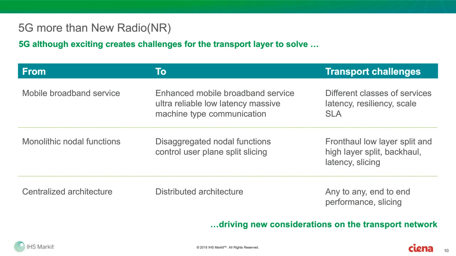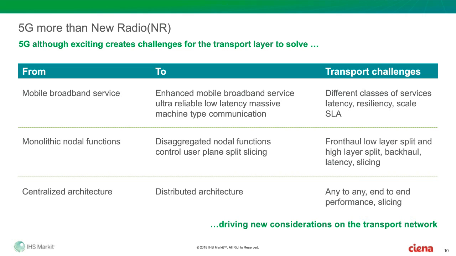The first one is what I call the mobile broadband services. That is basically what we as consumers are consuming today. This is moving us into more an enhanced mobile broadband service, but more so the ultra-reliable low-latency services and also the machine-type communication. And this means that the network now needs to be aware of different classes of services, different latency, resiliency, scale, and more so the SLA, right? That's on the service front.